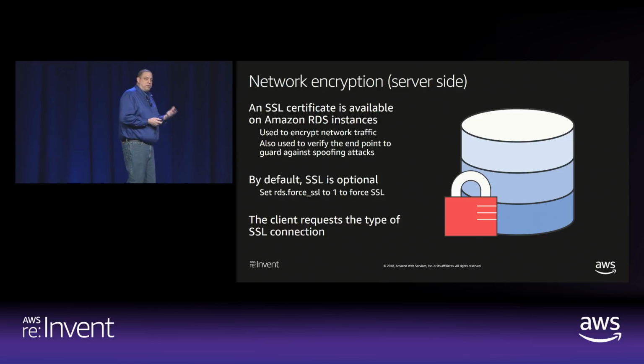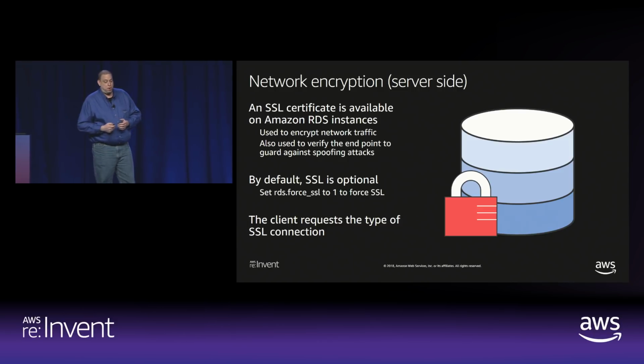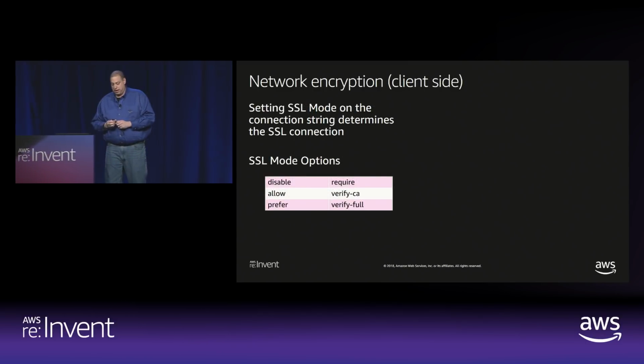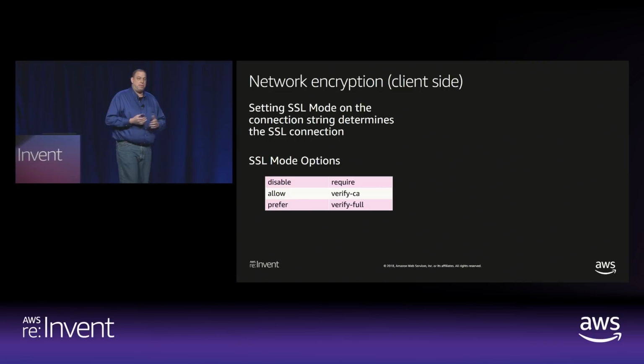But with encryption over the network with SSL, it is a two-way communication between the client and the server. So the client also has influence over that. It will request the type of connection that it's going to have. So with Postgres, how the client requests the type of SSL connection is by setting the SSL mode parameter in your connection string. There's 6 different options there.